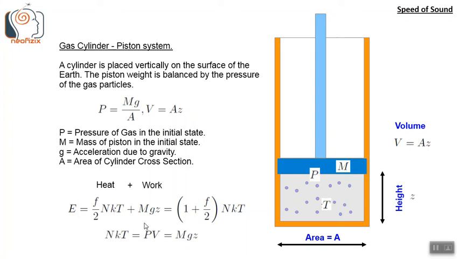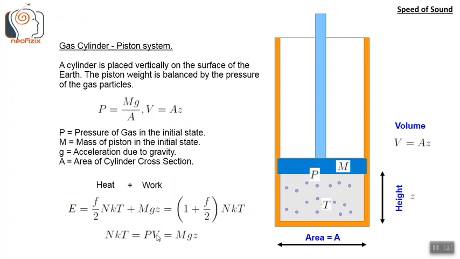And therefore we can write the net energy as E equals f by 2 nkT, which is the heat energy of the gas, plus this piston is also part of this gas piston system. So its potential energy is mgz. It is mass m, it is at a height z, and acceleration due to gravity is g. So f by 2 nkT plus mgz. It turns out to be 1 plus f by 2 nkT, because mgz turns out to be nkT. Using the ideal gas relationship along with P equals mg by A, we get nkT equals PV equals mgz.